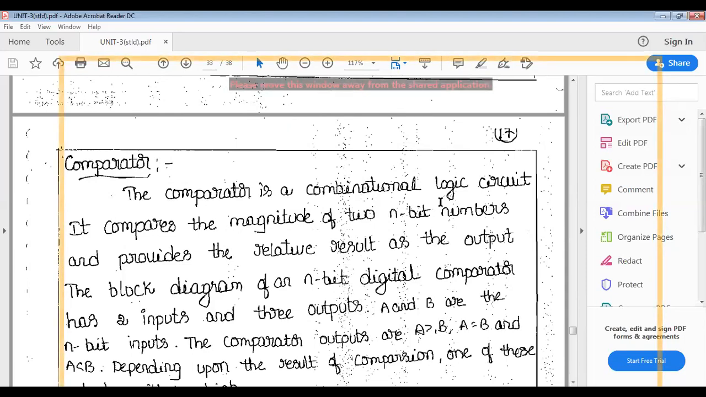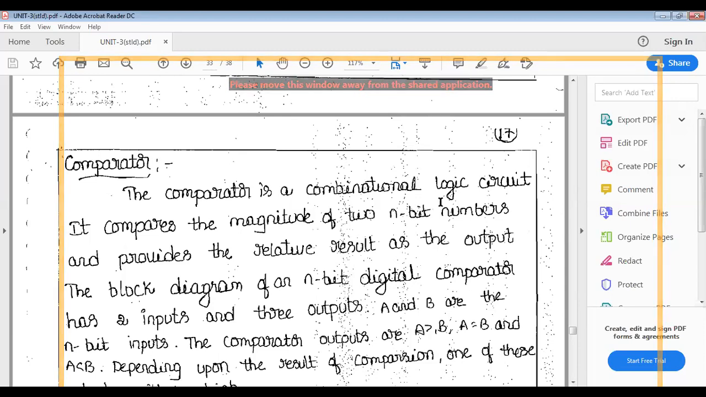Comparator. So comparator, the name itself, it is comparing. Always a comparison between two or more than two, not a single. If there is any single, there is no comparison. When there are two or more than two, a comparison occurs.